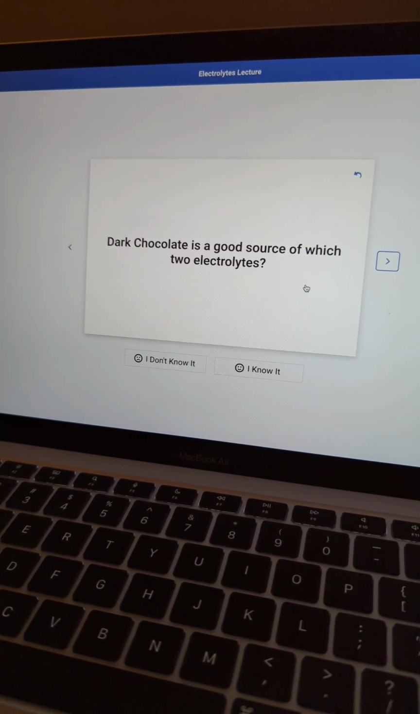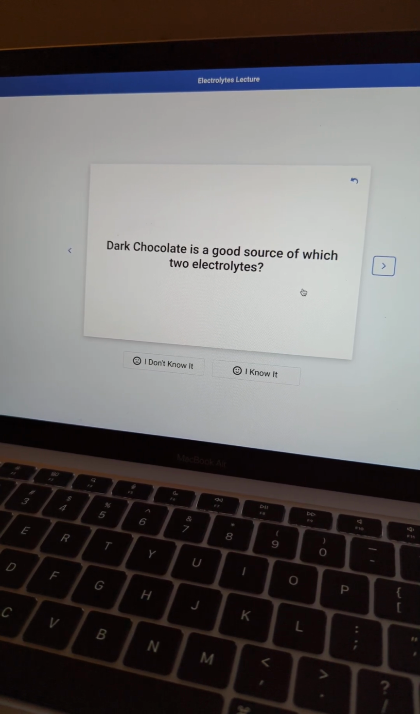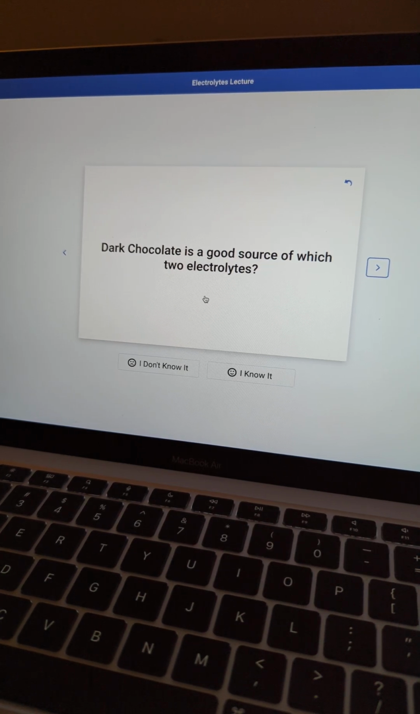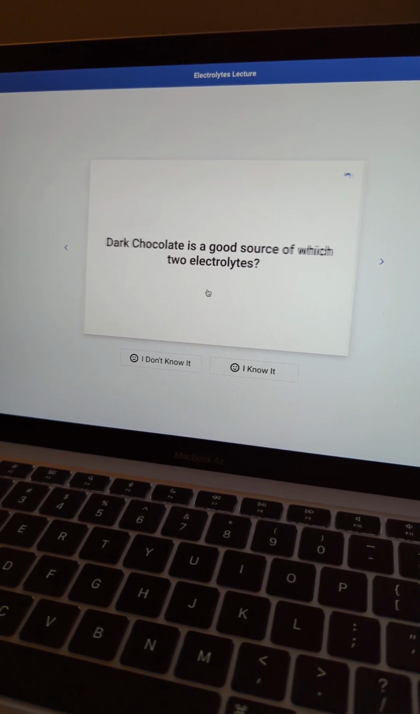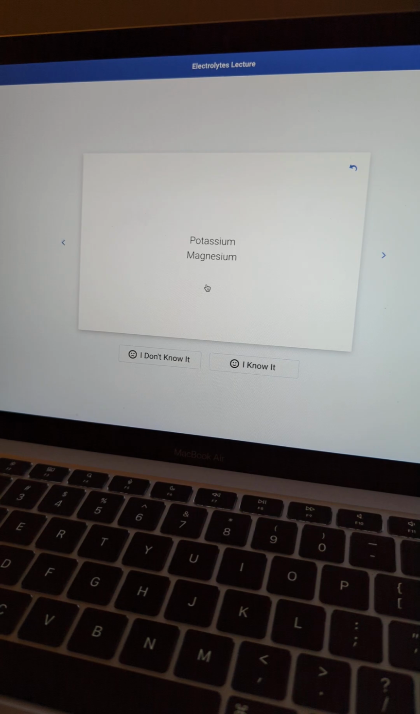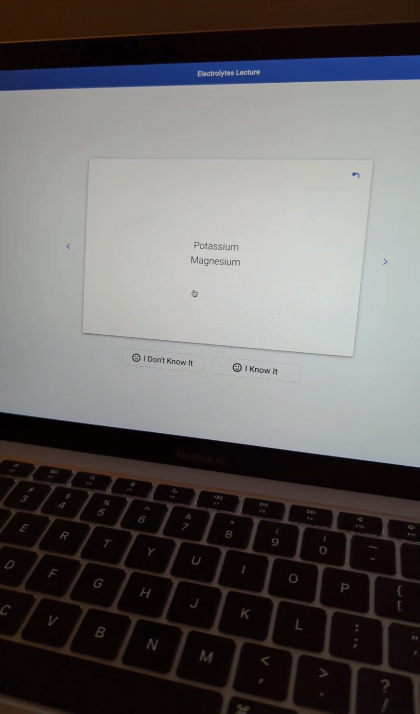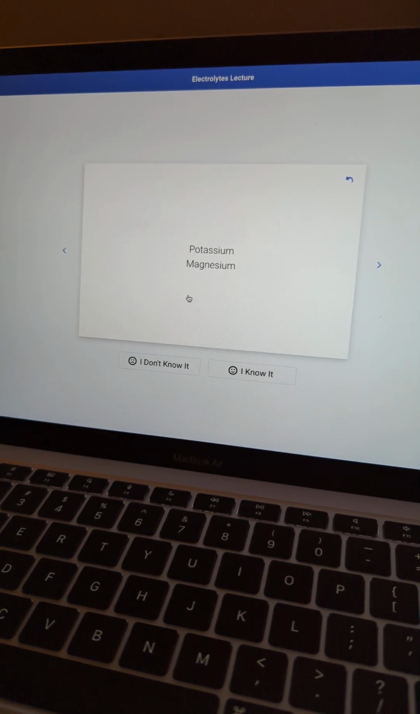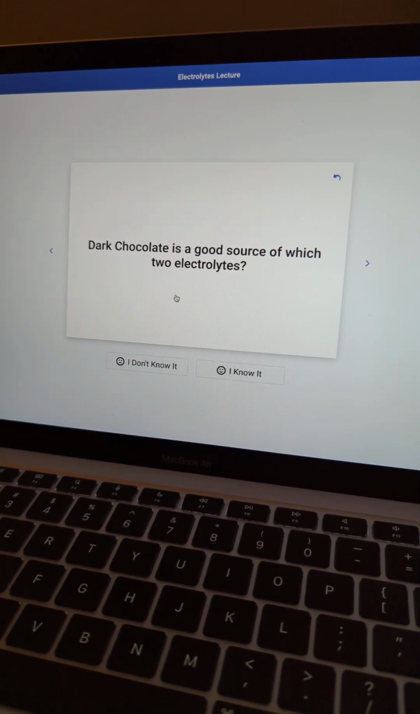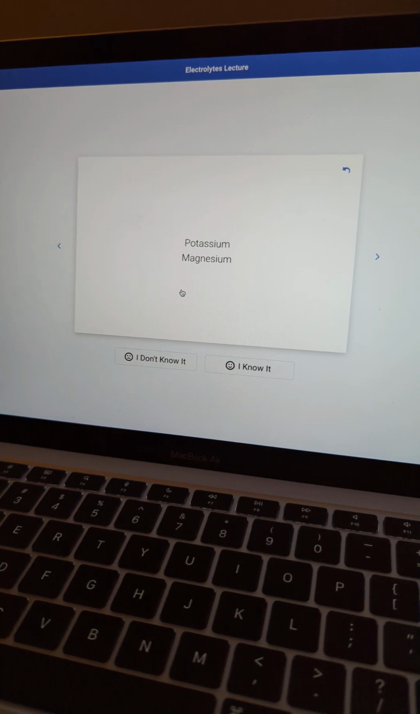Dark chocolate is a good source of which two electrolytes? This is a fun one, easy to remember. For select all that apply. Potassium and magnesium. But what about people who have too much potassium? Yeah, don't eat dark chocolate. Potassium and magnesium.